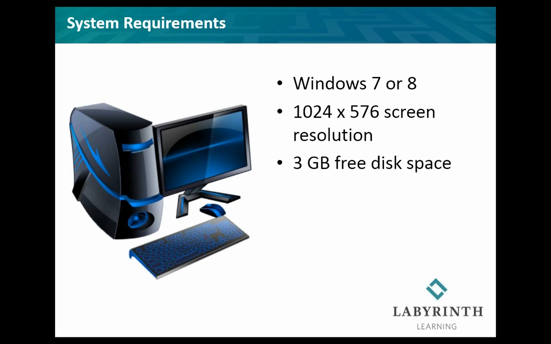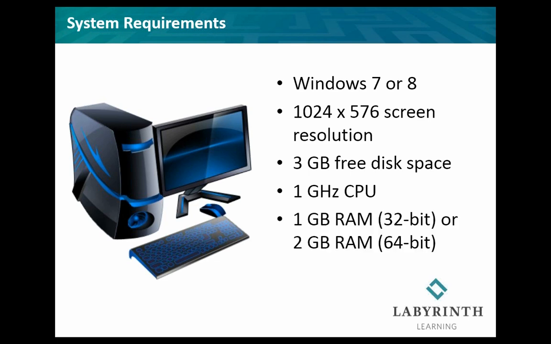All right, moving on. You also need a minimum of 3 gigabytes of free hard drive space to install and use Office 2013. You need a minimum 1 gigahertz processor, and depending on if you're running a 32-bit computer system or a 64-bit computer system, your memory requirements are going to differ. So 1 gig of RAM for 32-bit users, 2 gig of RAM for 64-bit users.